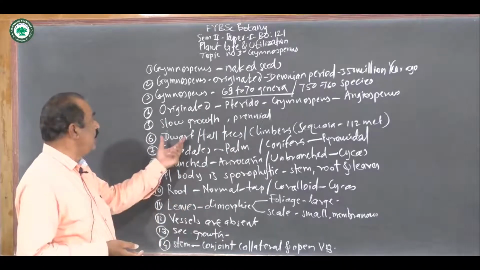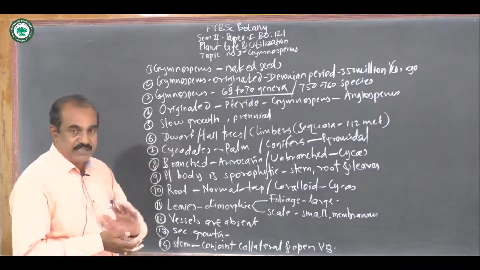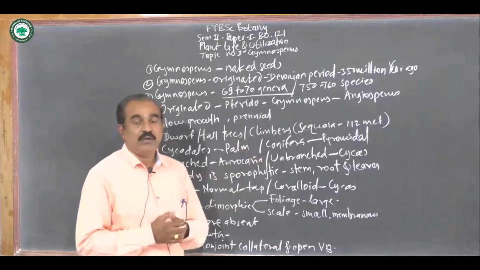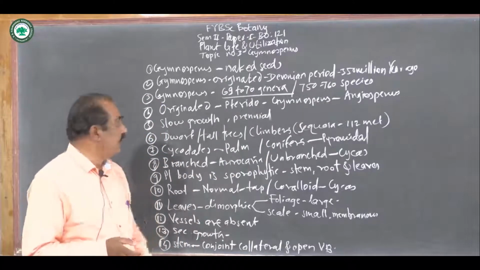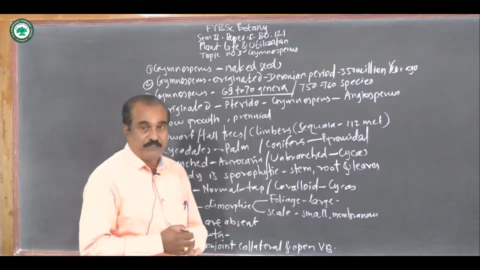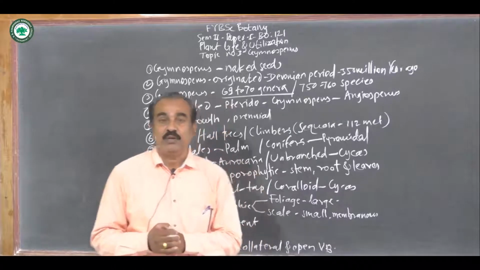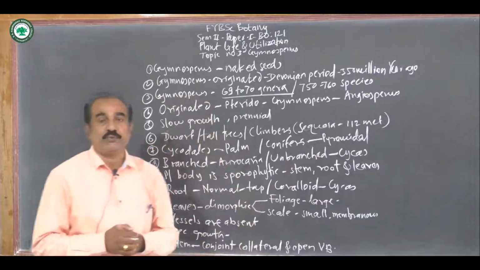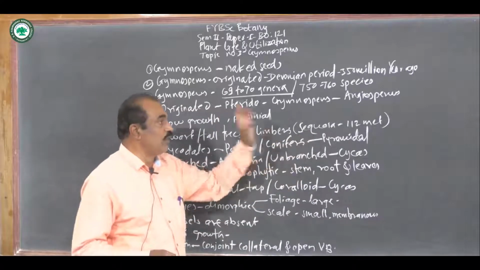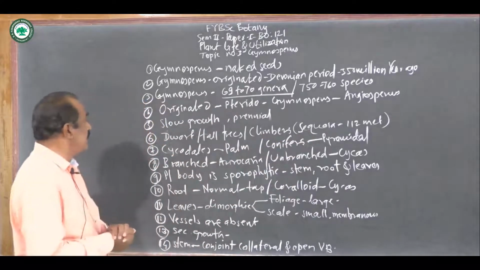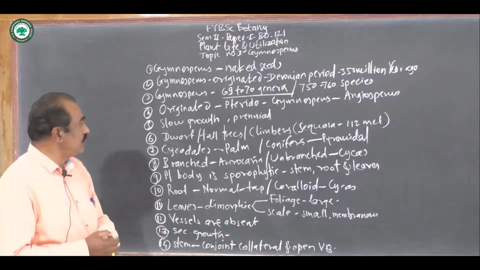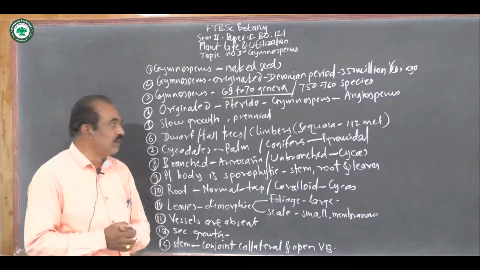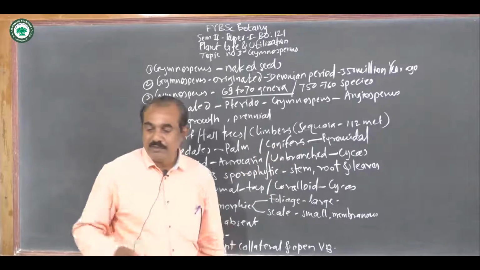Next, some plants are dwarf, some plants are very tall, and some plants are climbers. For example, Gnetum is a climber. And the tallest plant is the sequoia. Sequoia is the tallest plant of the plant world, and the height of the sequoia is about 112 meters. That means this sequoia is the tallest plant. Now next, cycadales show a palm-like structure, that means a coconut-like structure, while conifers are pyramidal in shape.